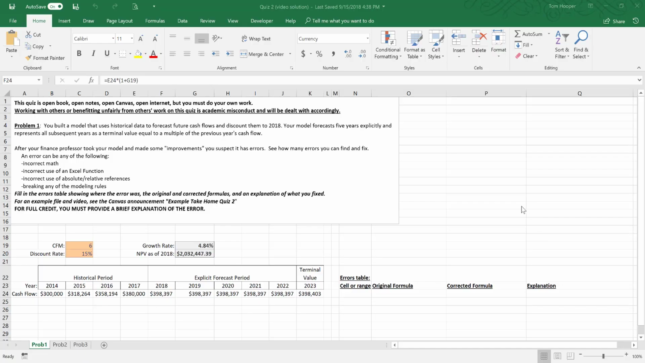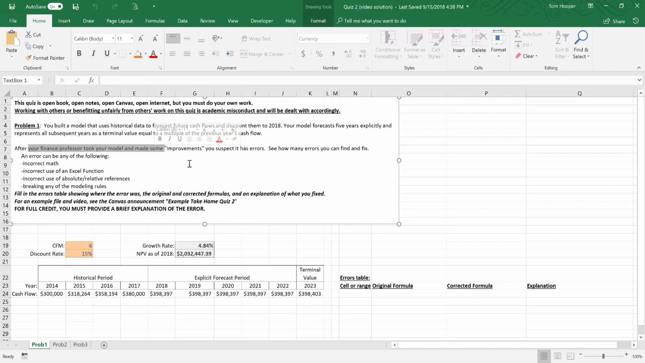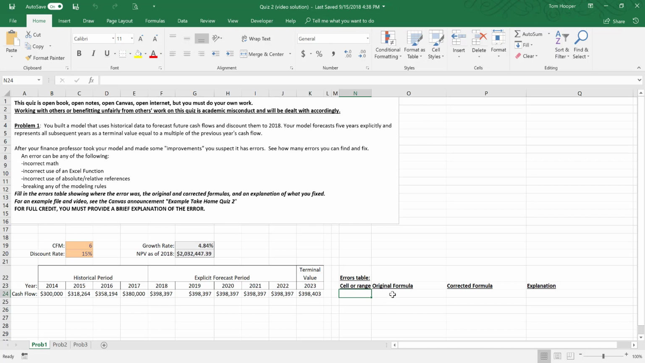In this video, we will see the solutions to quiz number 2, where you were given 3 models, supposedly working, but for example, in this one, you'd accidentally loaned it out to your finance professor, and apparently the improvements did more harm than good. So we're going to go through the model and see what we can find wrong. We'll list where we found it, what the original formula was, how we fixed it, and do a little bit of explanation.